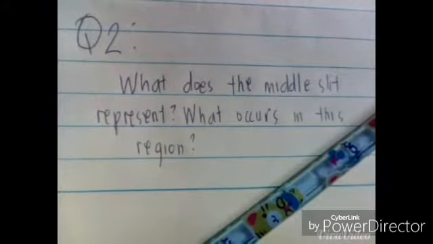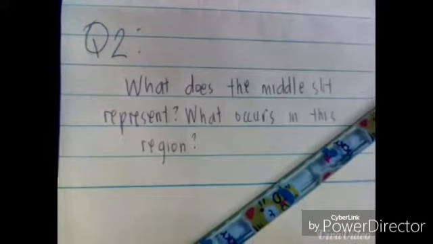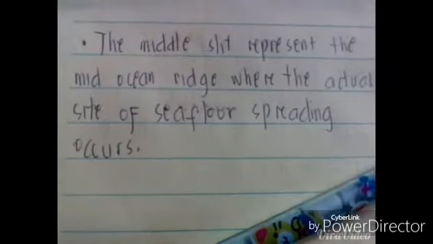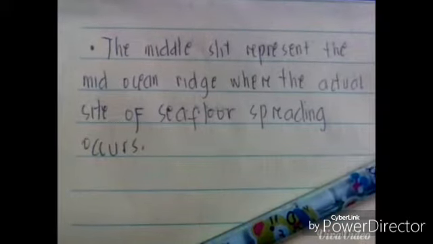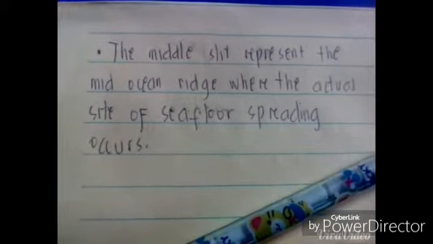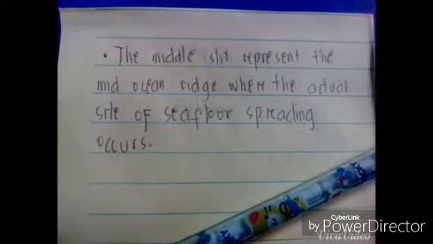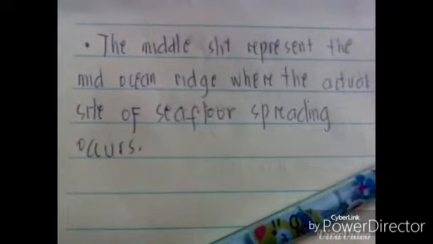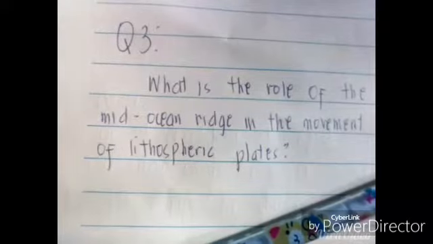Let's go to question number 2. What does the middle slit represent and what occurs in this region? The middle slit represents the mid-ocean ridge where the actual seafloor spreading occurs. Where the actual site of seafloor spreading occurs. Yeah, that's right.